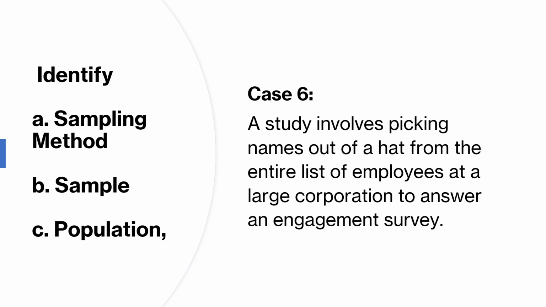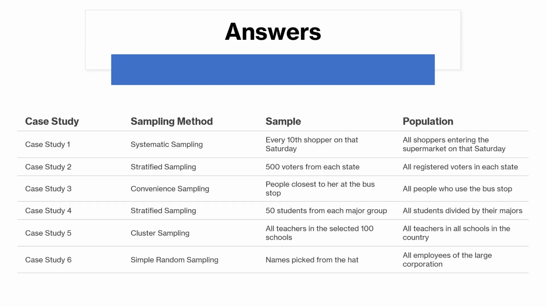Are you ready? Hopefully we've been able to look at sampling methods. You've been able to identify what is the sample we are picking, and then what is the population for each sample. The answers to those case studies are here. We've got systematic sampling, stratified sampling, convenience sampling, cluster sampling, and simple random all represented. Just notice that the samples are the smaller groups, but they're hoping to draw conclusions about the overall population.